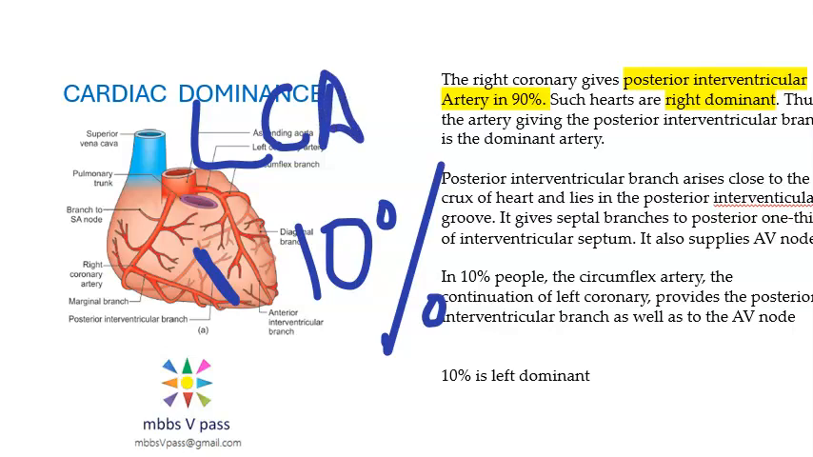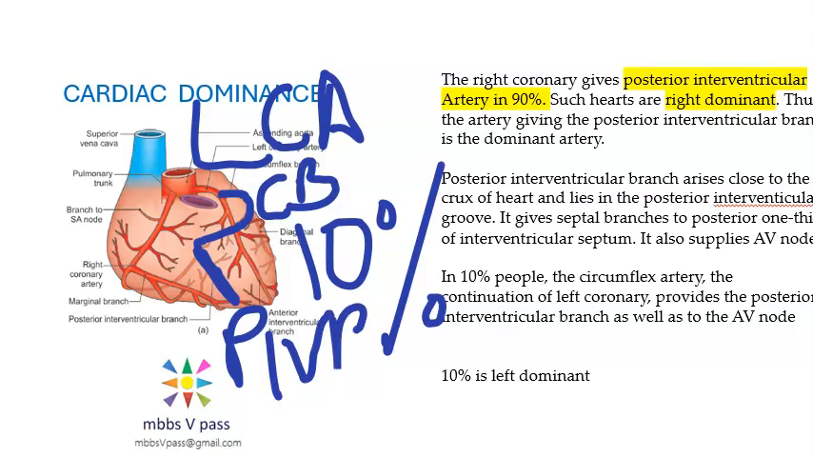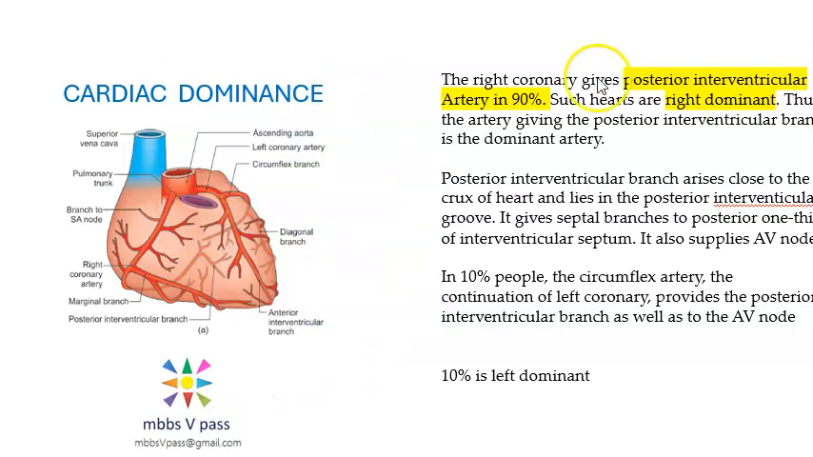Which branch of the left coronary artery? It is the circumflex branch. So the circumflex branch of the left coronary artery is giving the posterior interventricular branch. So 10% of people are left dominant.